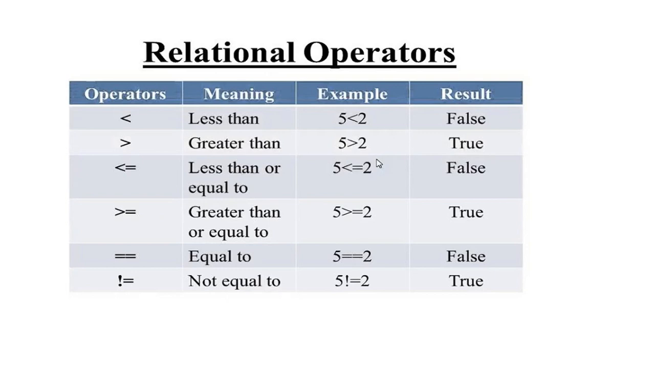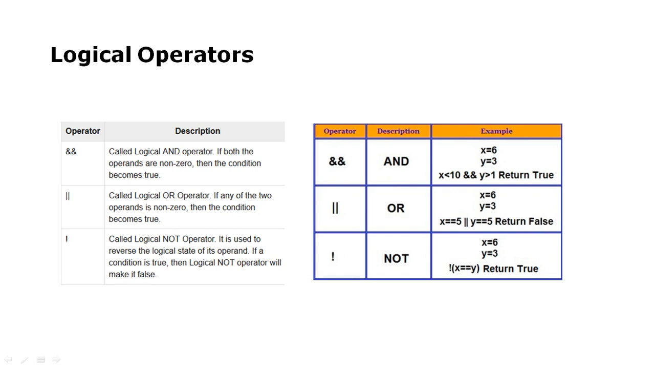So these are the relational operators to check conditions, like A greater than B, A less than B, A greater than or equals to, less than or equals to, A equals to B, and A not equals to B. So these are the examples. By seeing these examples also, we can understand what a relational operator exactly does. And then next, logical operators.